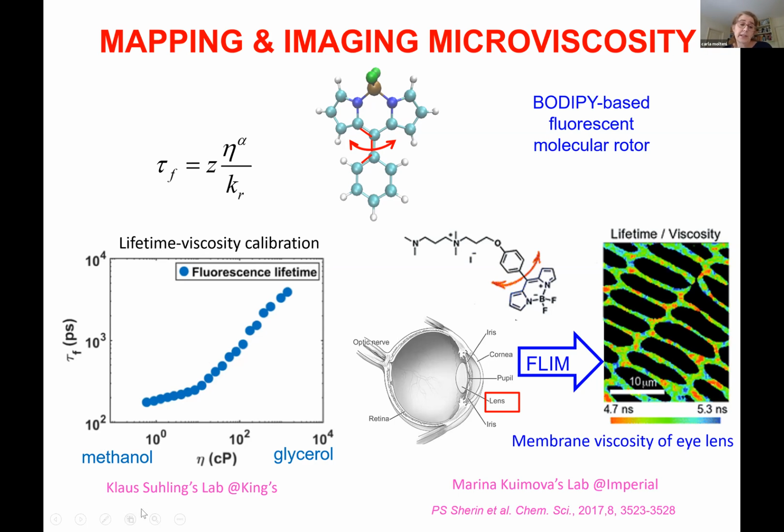This is work done in Klaus Suhling's lab at King's, and then it's possible to use fluorescence lifetime imaging to image the viscosity of cells. And this is some other work done in Marina Kuimova's lab at Imperial, where the cell membrane of eye lenses is mapped. So the issue is how does this molecule work?